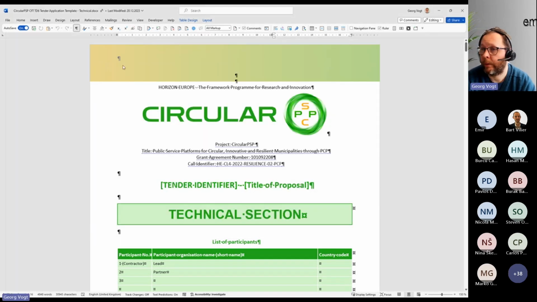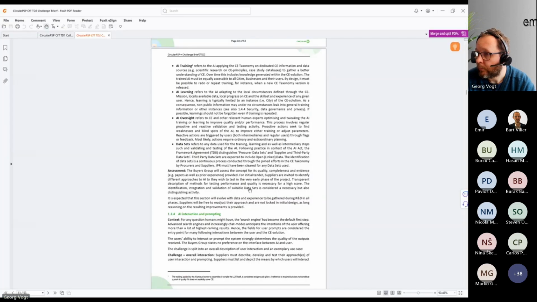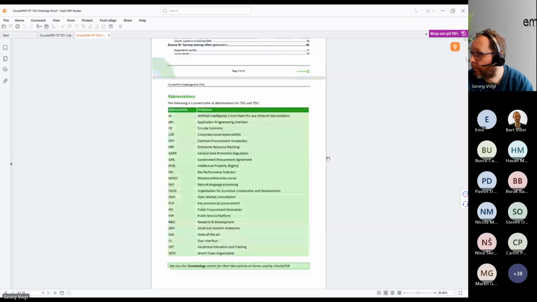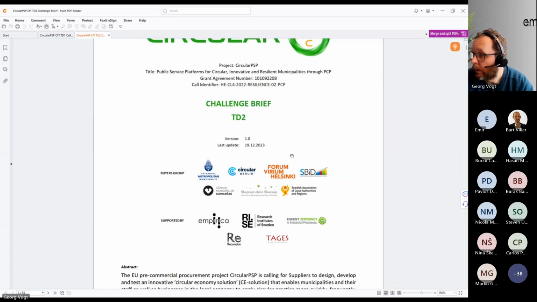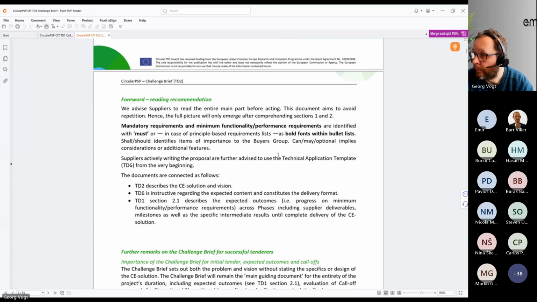Okay, now I open the challenge brief. So again, here I highlight that the parts are building on each other. Yeah, section one especially is written from top to down. Some bits further down in section one build on what is said before.